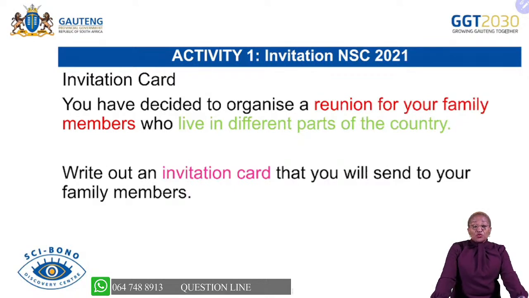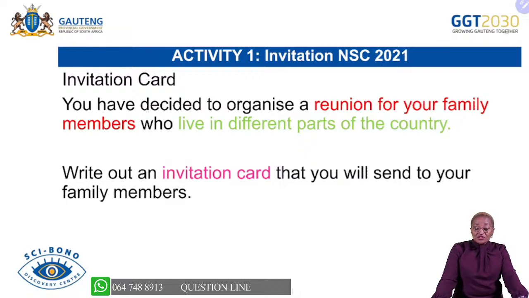But let's go back to the brief. It says you have decided to organize a reunion for your family members who live in different parts of the country. So what is the purpose here? It's a reunion. For who? For family members. So these are the people that you know. These are not strangers to you. Do they live in the neighborhood? No. They live in different parts of the country.